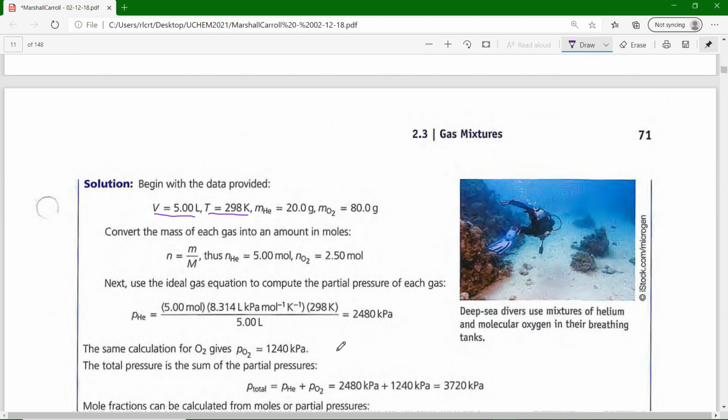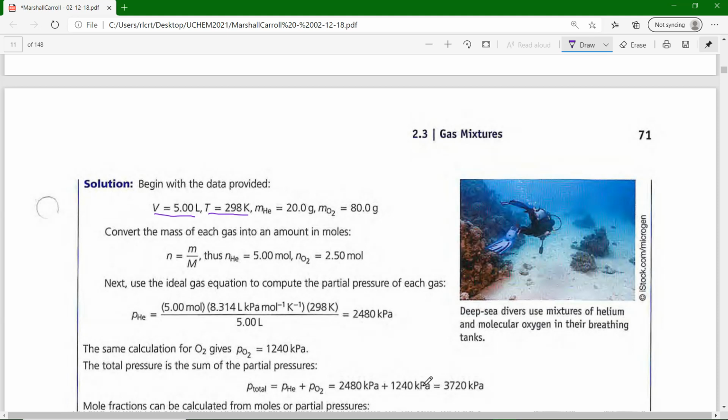The partial pressure of helium is the moles of helium times RT over V. I'm using 8.314 liter kilopascals per mole Kelvin. Okay, fine. So the kelvins cancel, the liters cancel, the moles cancel, and I get units of kilopascals. So the partial pressure of helium is 2480 kilopascals. For oxygen, the only difference is that instead of 5, I'd use 2.5 moles, right? The constant is a constant, at the same temperature and the same volume. So 1240. The total pressure I'd get by adding together the partial pressure of helium plus the partial pressure of oxygen is 3720.